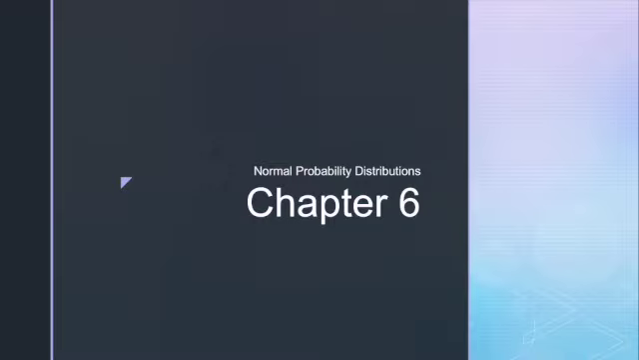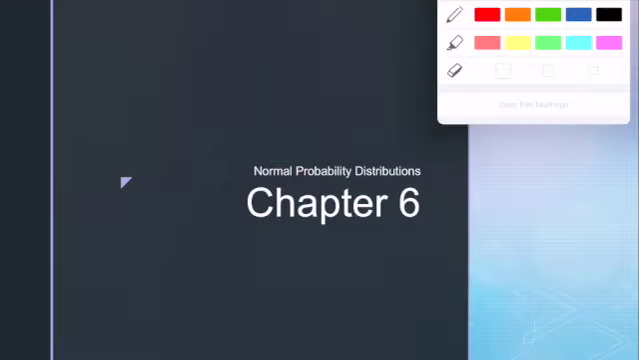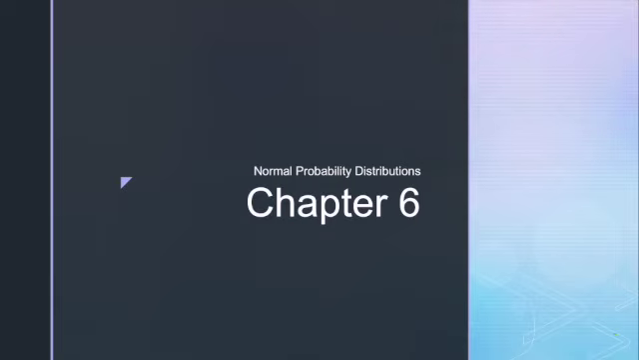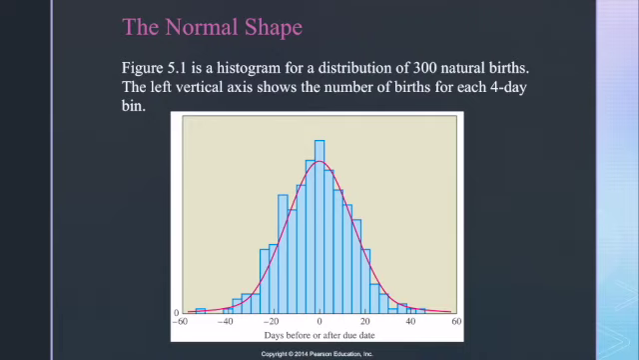Alright, class, next I want to talk about normal probability distributions. This is all of chapter 6, and this is one of the most important things we're going to cover in this course. It's truly the most applicable. So let's look at this.